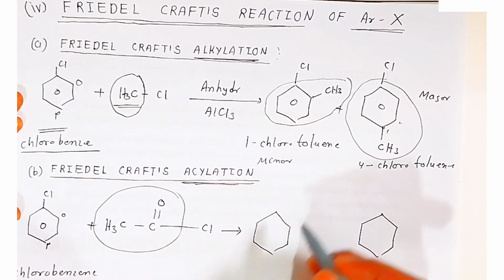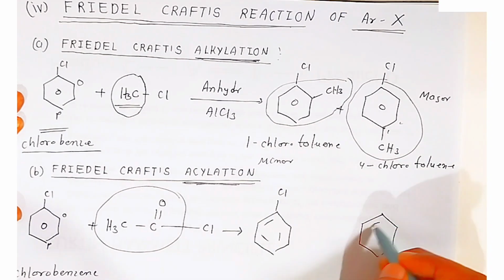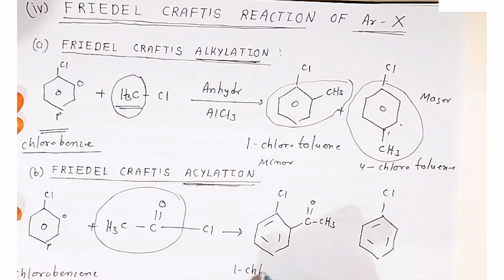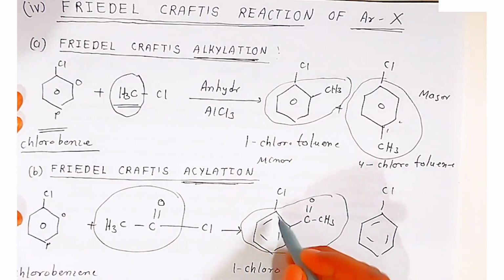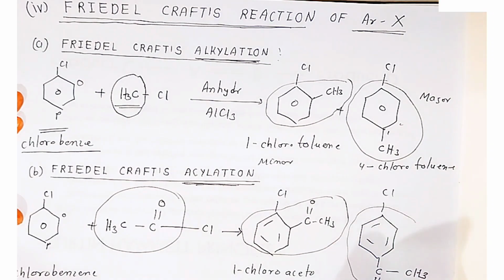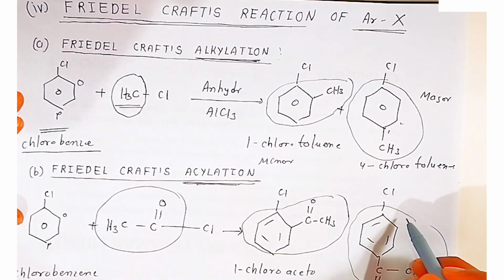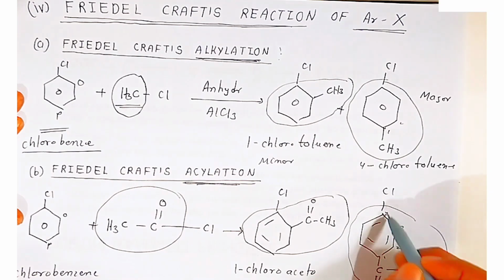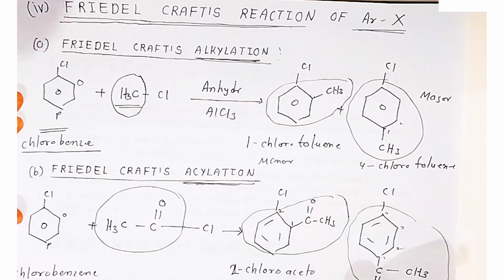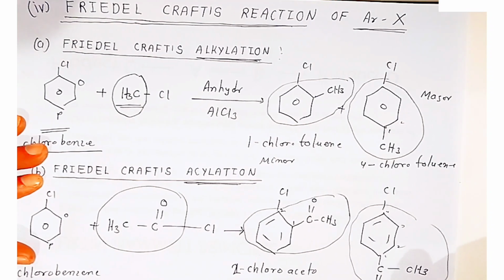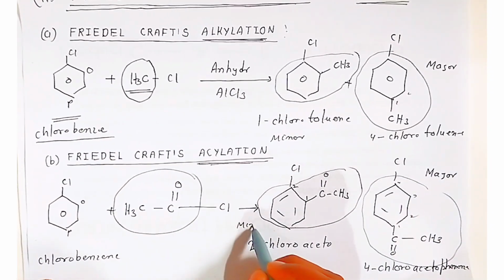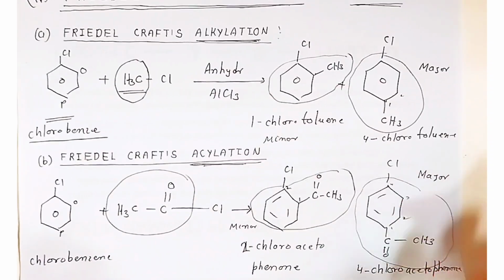Suppose this is chlorobenzene. Now if the acyl is attached here, this is nothing but acetophenone. If it is attached here, again this is acetophenone. Now when you take the numbering, here it is the 4th position, so we call this 2-chloroacetophenone, and this 4-chloroacetophenone. This will be the major and this will be the minor product. So this is all about the reactions of aryl halide, students.